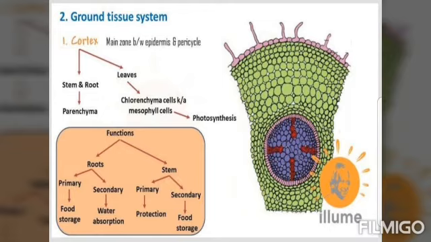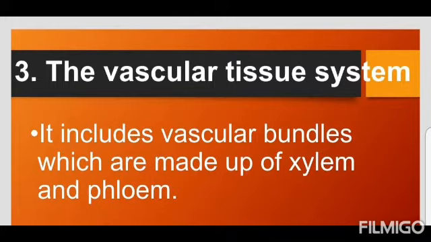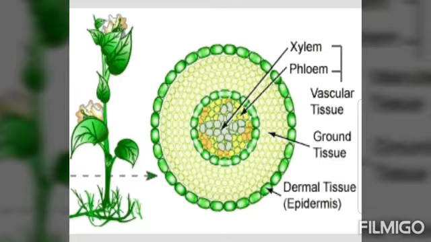The vascular system consists of complex tissues, the phloem and the xylem. The xylem and phloem together constitute the vascular bundles. In dicot stems, cambium is present between phloem and xylem. Such vascular bundle, because of the presence of cambium, possesses the ability to form secondary xylem and phloem tissues and hence are called open vascular bundles.